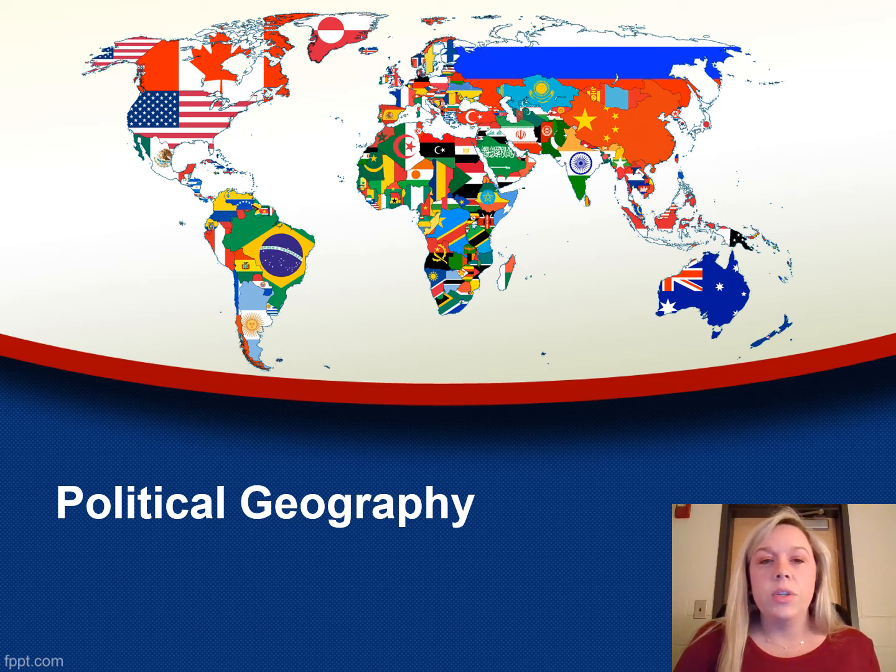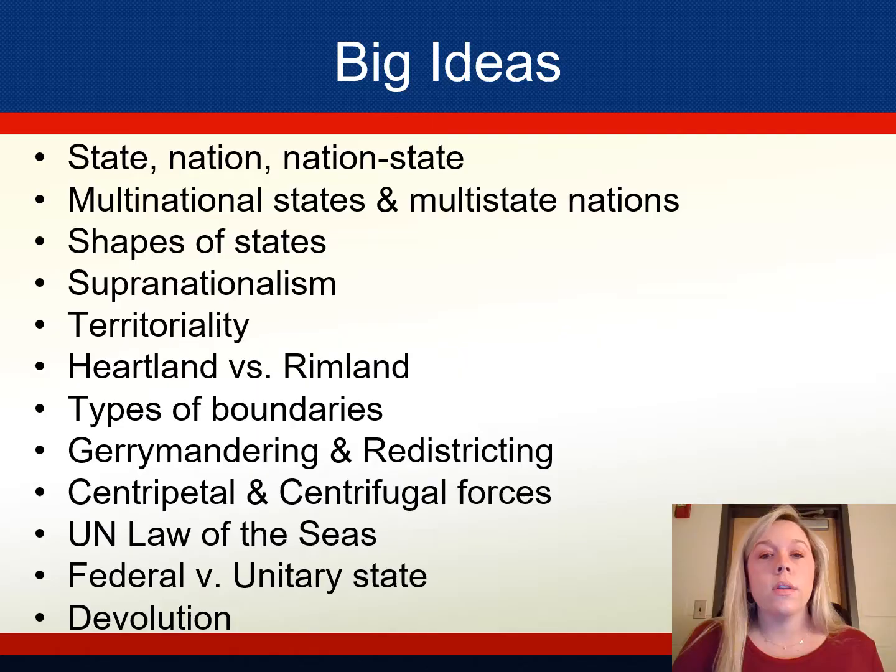Hey guys, and welcome to our Unit 4 Political Geography review for the AP exam. So the big topics that we're going to talk about, and again, this isn't everything you need to know, just the basic overview: state, nation, and nation state, multinational states versus multi-state nations, the shapes of states, supranationalism, territoriality, heartland versus rimland theory, the types of boundaries, gerrymandering and redistricting, centripetal versus centrifugal forces, the law of the sea, federal versus unitary states, and devolution.